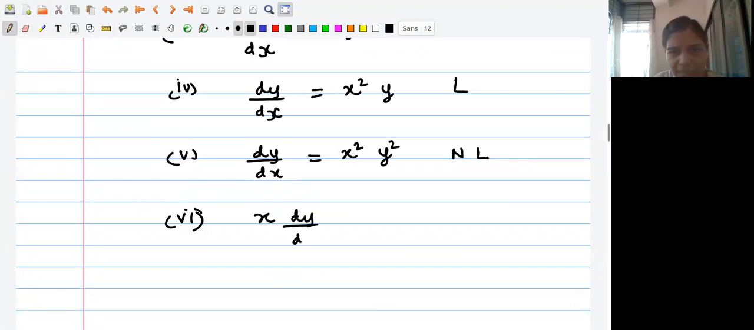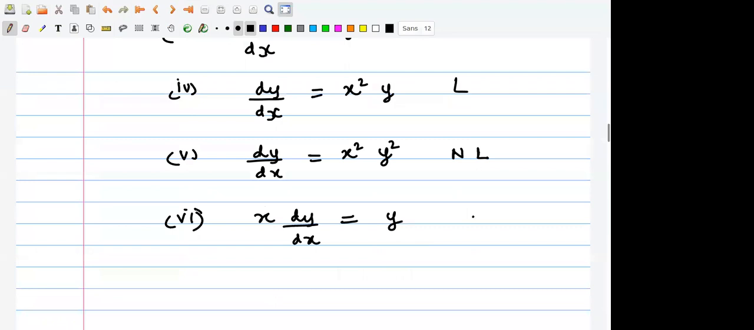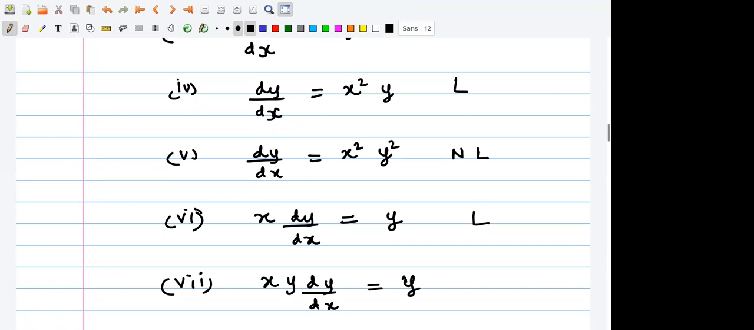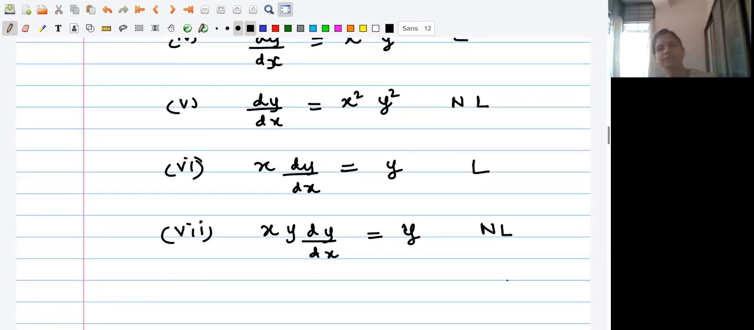x dy by dx equal to y. Is this linear? Yes, ma'am. Everybody agrees this is linear? Okay, let's look at this example. Now I have x, y, dy by dx equal to y. Is this linear? Non-linear, right? Is that okay with everybody present here?